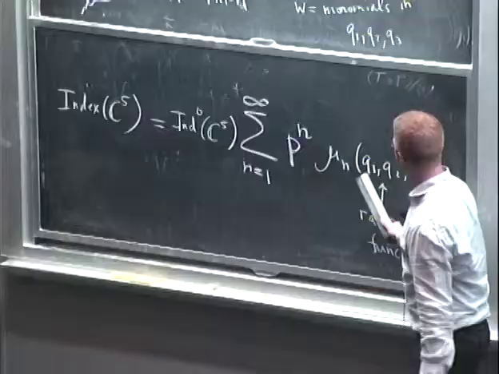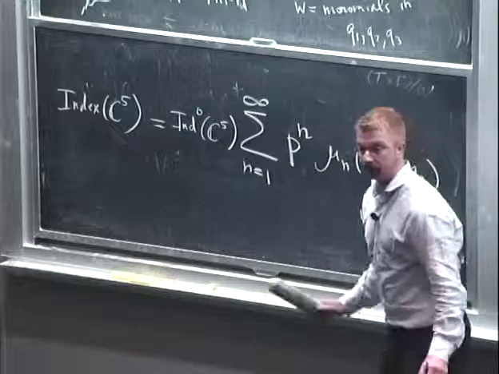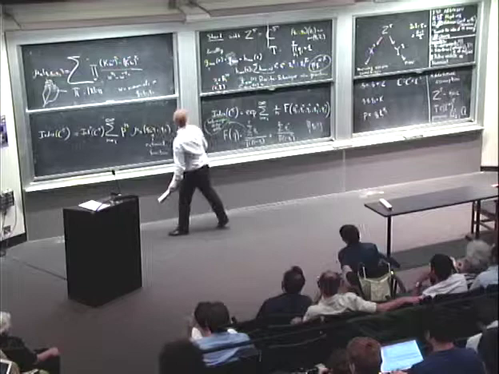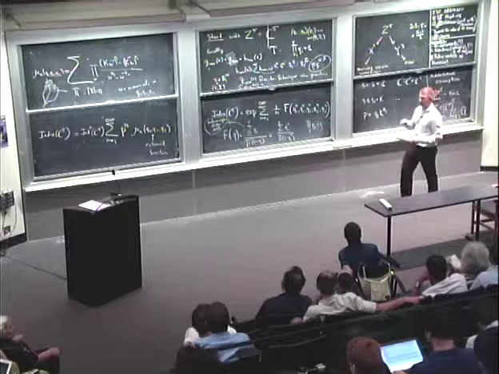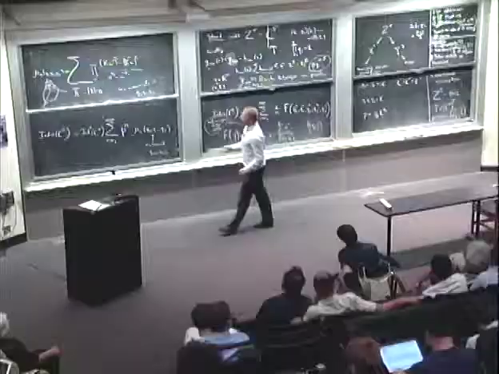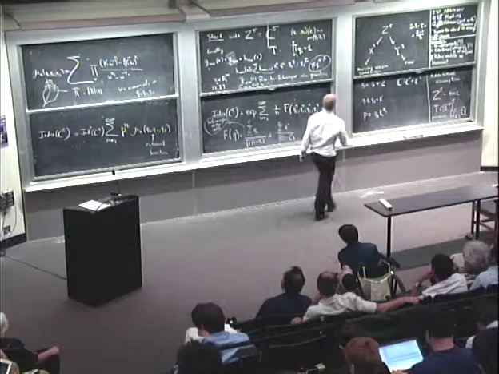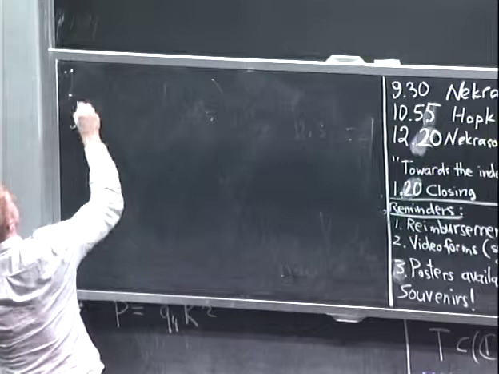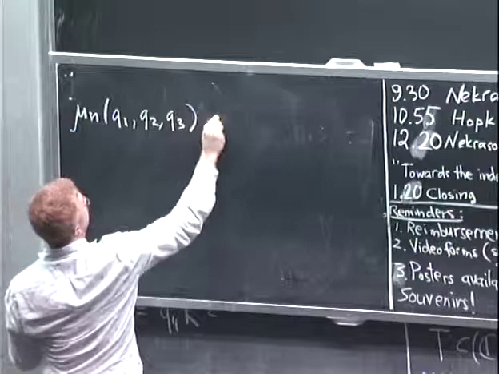And here I also have four variables. So I didn't do anything. I just re-expanded this partition function near the locus where one of the weights of my torus action was approaching zero, and some other was approaching infinity. So what is this weight actually? This is an index of its own. This mu n, which is a sum over all plane partitions of fixed size, is actually an index.